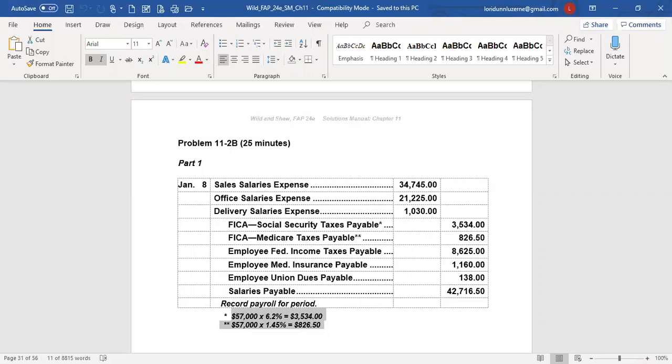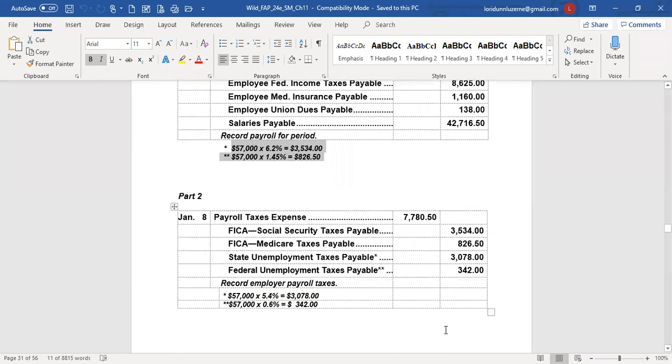Finally, if the employer is not paying the paycheck in actual cash on January 8th, they will credit salaries payable for the net, what they actually owe to the employee, which is the gross pay minus all of those withholdings, those deductions. When the employer pays the employees their net pay, they'll debit salaries payable for the $42,716.50 and credit cash.